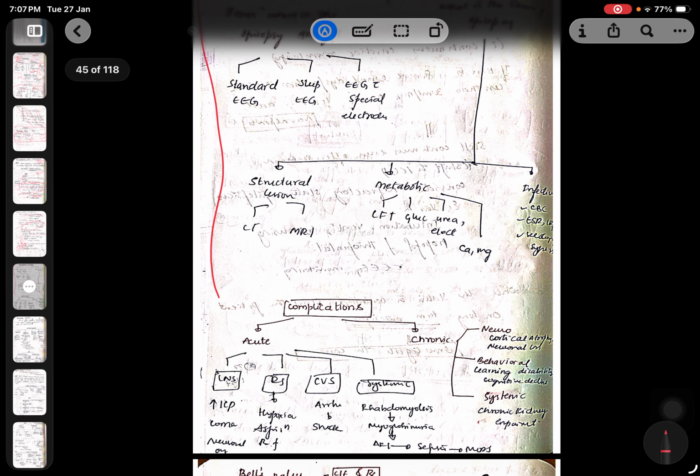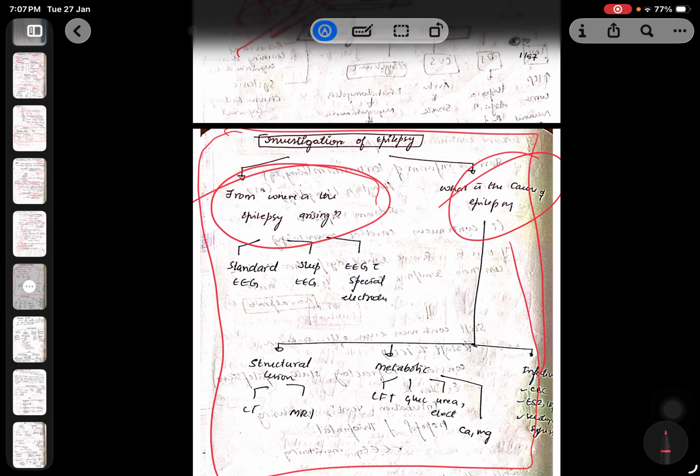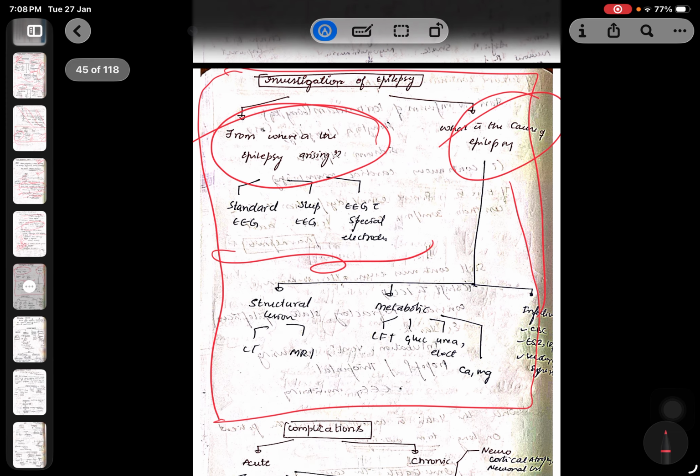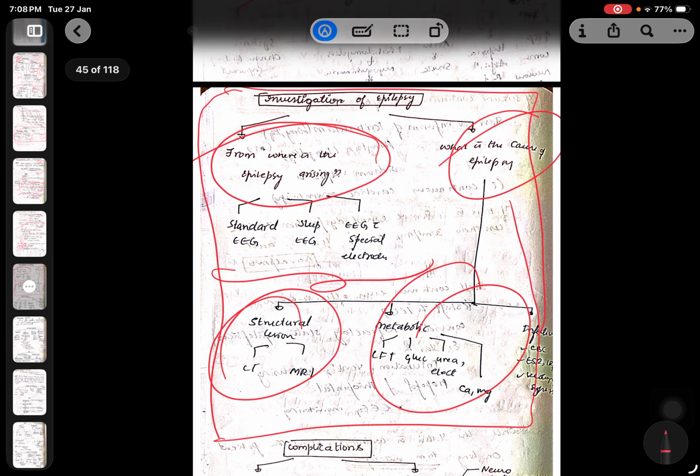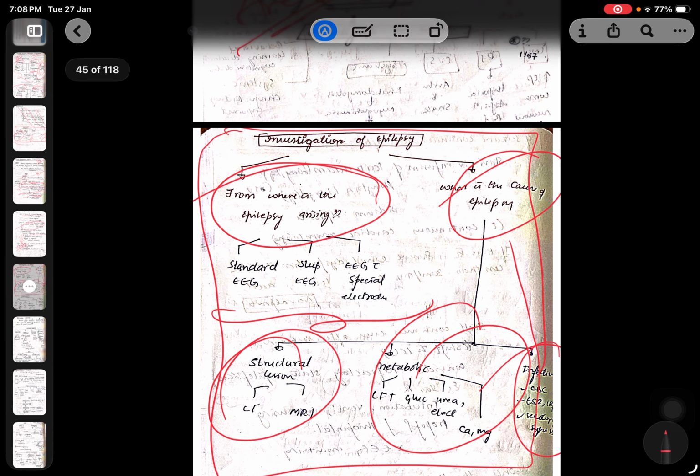Okay, but the major thing is this is the flow given in Davidson. While investigating an epilepsy case, you need to address two major things: from where is the epilepsy arising, and what is the cause of the epilepsy. For that, you need to do the EEG. Then to know the cause, whether it's structural or metabolic or infective. Again, you start with infective because that's how you remember based on Robbins pathology: infective, then structural and metabolic. So keep this in mind while writing investigation of epilepsy.